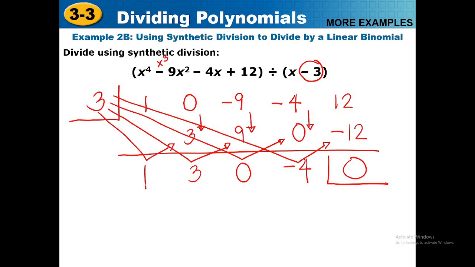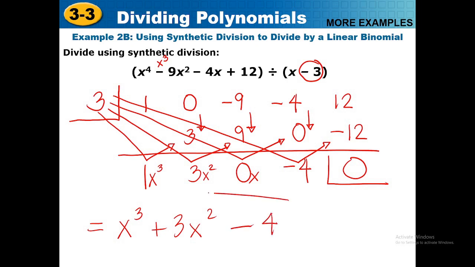What exponent do we start with in our final answer? X cubed. Okay, let me write x cubed, then x squared, then x. So let's write our final answer now. What is our final answer? X cubed plus 3x squared plus 3x. Do we need to write 0x? No need. Go straight to minus 4. There you go. And that will be our quotient.